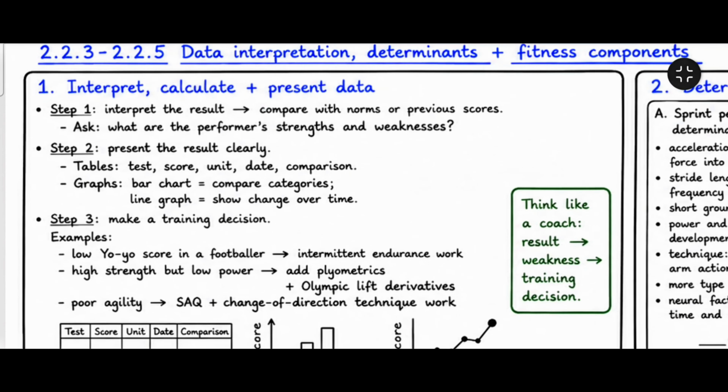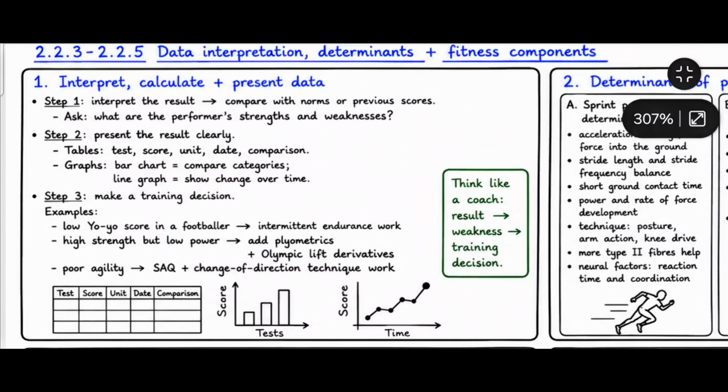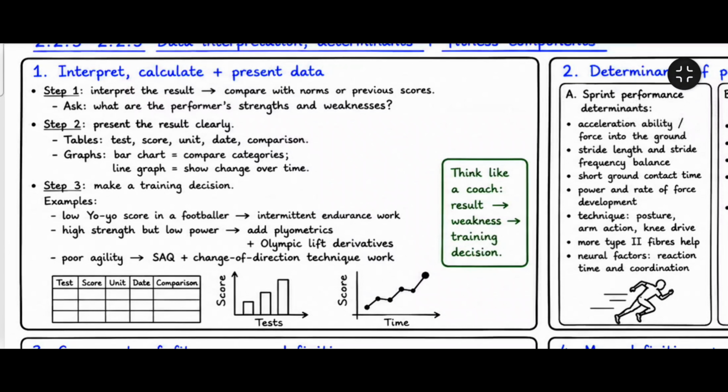Step 3, make a training decision. For example, for a low yo-yo score in a footballer, you can turn that into a decision where you would obviously want to focus on intermittent endurance conditioning. If a performer has high strength but low power, you can turn that into a training decision to add plyometrics or add some Olympic lifting. If a performer has poor agility because maybe you did a T test or an Illinois test, then you can turn that into a training decision to have more change of direction drills and SAQ drills.